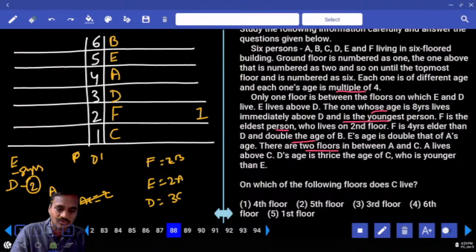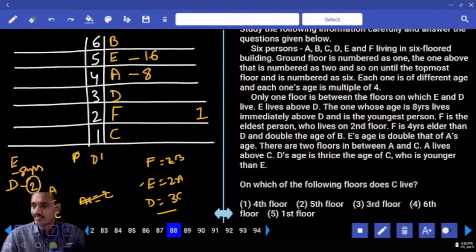Then now who is 8 years? In between E and D, A is 8 years. Now if A is 8 years, then E is how many years? 16. E is 16 years of age. Now if E is 16 years of age, then D is 3C. D is 3C. And 4 years, something has come here for us.